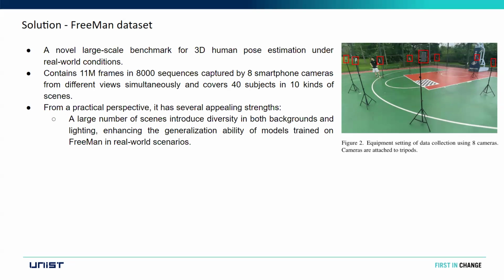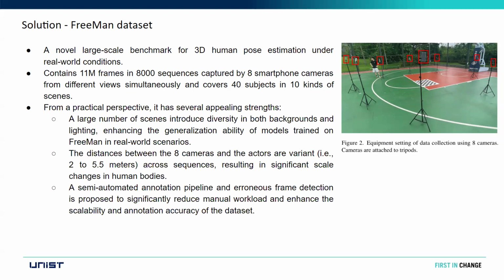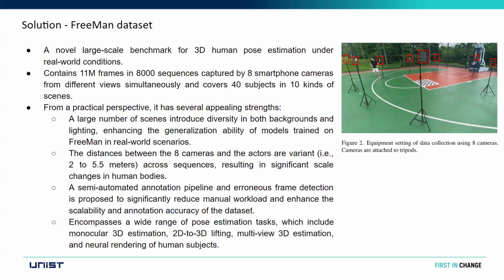So they fix that scene diversity issue. And the distances between the 8 cameras and the actors vary, from 2 to 5.5 meters across sequences. This results in significant scale changes in human bodies, which is beneficial for generalization of the model. They also propose a semi-automated annotation pipeline to significantly reduce manual workload and enhance scalability and annotation accuracy of the dataset. And it encompasses a wide range of pose estimation tasks, which include monocular 2D pose estimation, 3D lifting, multi-view estimation, novel view rendering of subjects, etc.